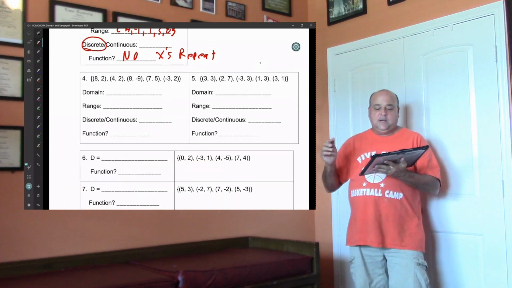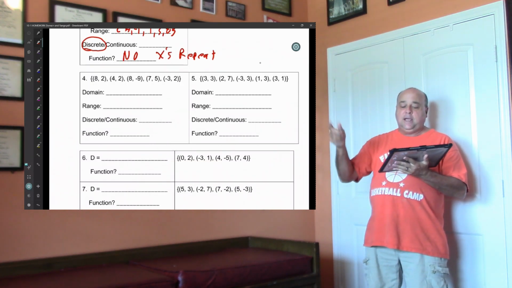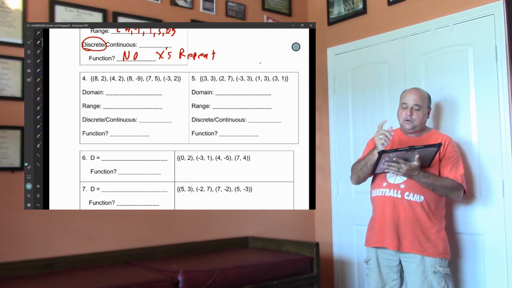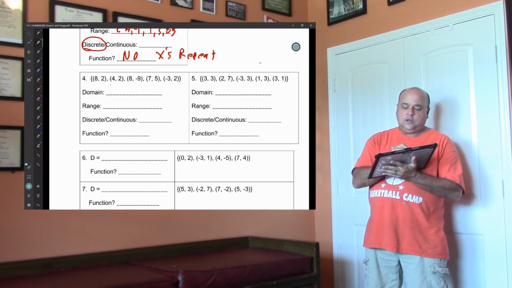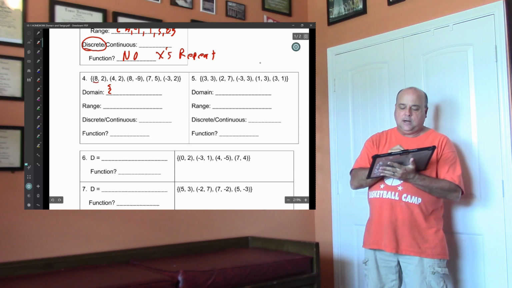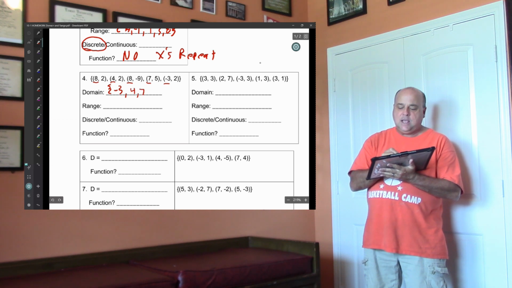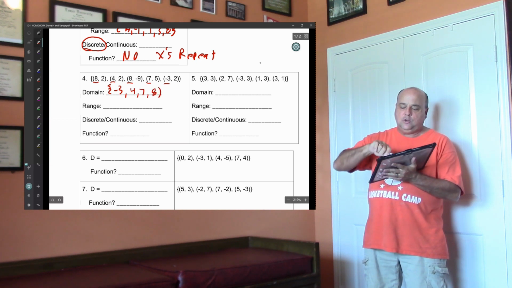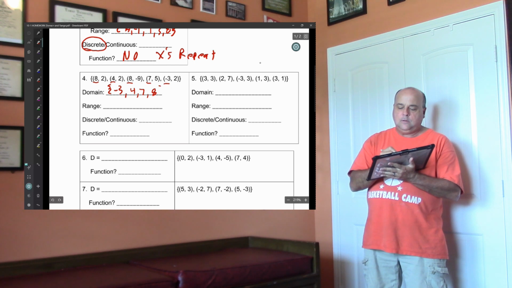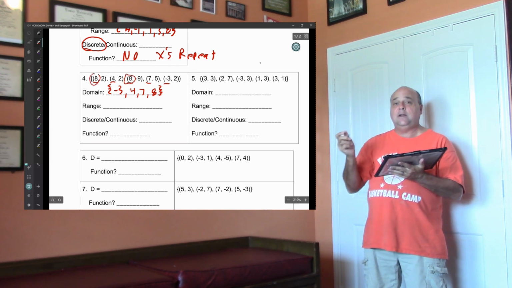Okay, so for the next one, remember your domain is your x, your range is your y, and I'm going to start you off on this one. So my domain, let's underline them. My smallest domain is negative 3. My next one is 4. Then I have a 7. The 8 repeats, right? And you put these in braces. I would circle the 8 twice. That makes it not a function, right?